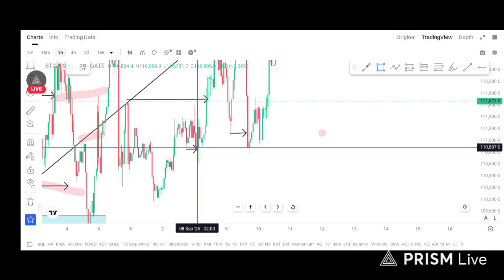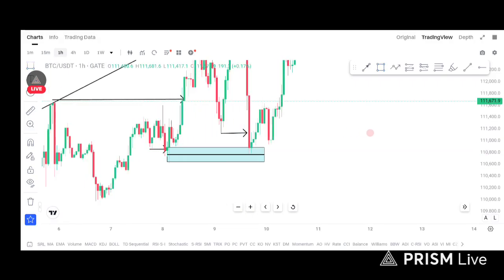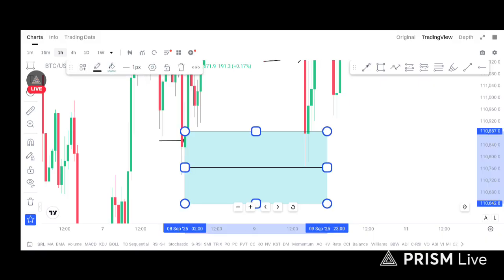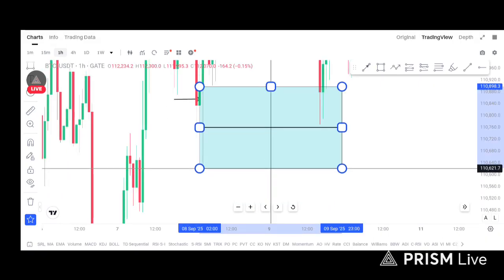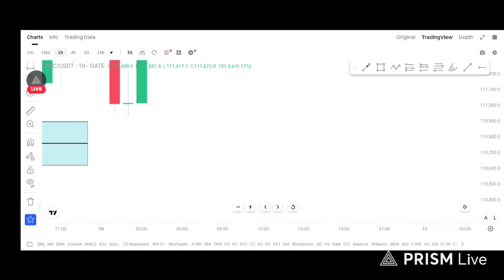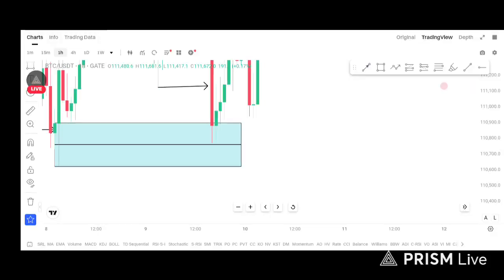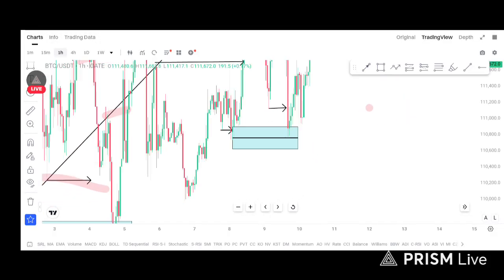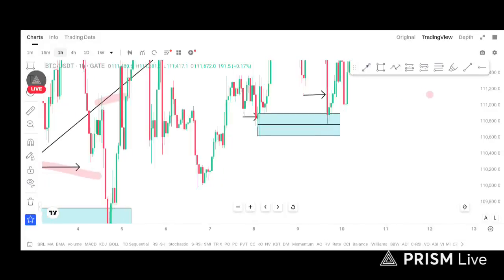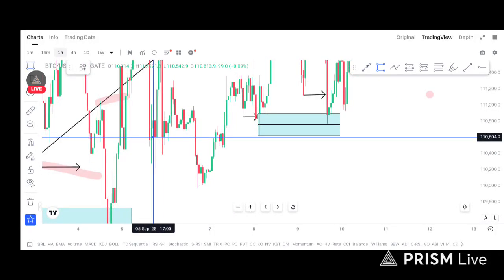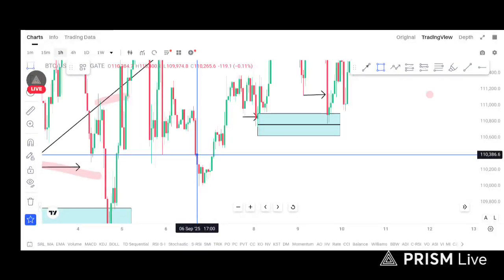Another block there. Let's zoom in so you can see the other block I took. So in this case you have two options, two other blocks to buy from, right? You have this QMR here, and you have this other block here.